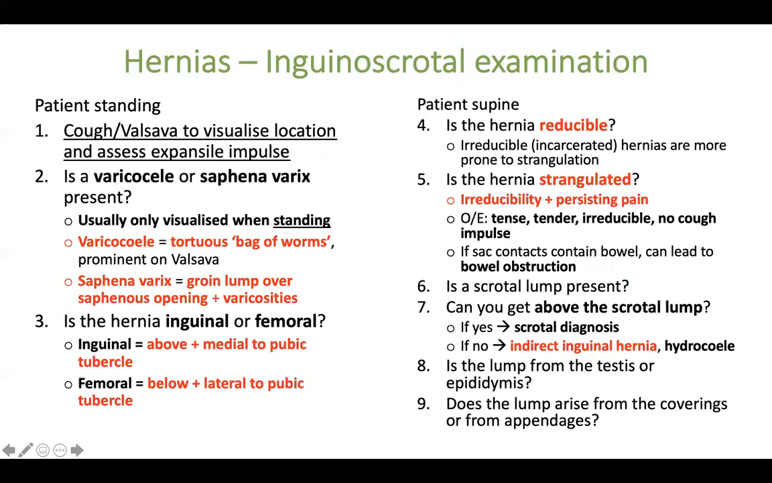So if it's above and medial to the pubic tubercle, it's your inguinal. If it's below and lateral, that's your femoral. And then you want to try and reduce it once they lie back down, do it gently. If it's irreducible, then in the question, it will say that it's incarcerated, which is a risk factor for strangulation. If you think about it, incarceration means you're locked up. Strangulated sounds pretty terrifying, so it's even worse. And so you get persisting pain with strangulation. Tense, tender, irreducible, no cough impulse. The main thing is tense and tender, and that can lead to bowel obstruction, which is your risk factor for SBO.